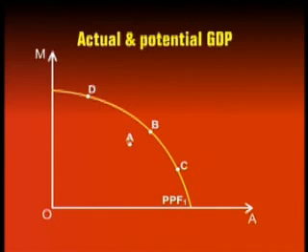However, let's look at this new PPF frontier. This is PPF2. Now a move from point B to point E reflects a change in potential GDP. That is, the potential of the economy has increased from the earlier frontier PPF1 to the new frontier PPF2. A move from B to E is therefore an increase in potential GDP, whereas a move from, let's say, A to B or A to E would be an increase in actual GDP.